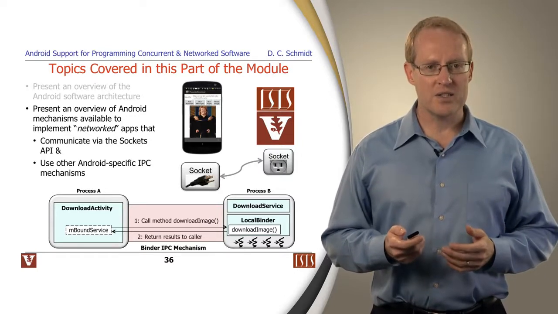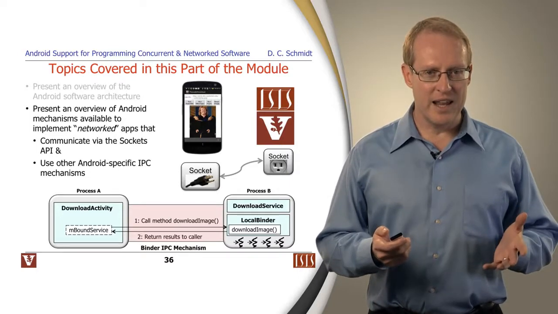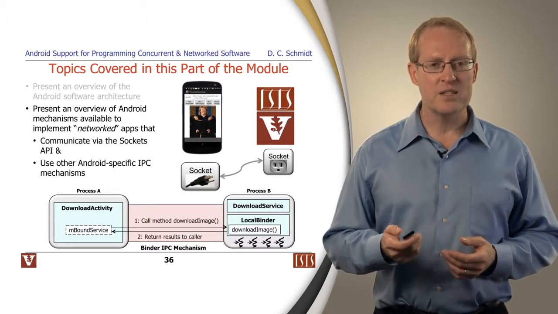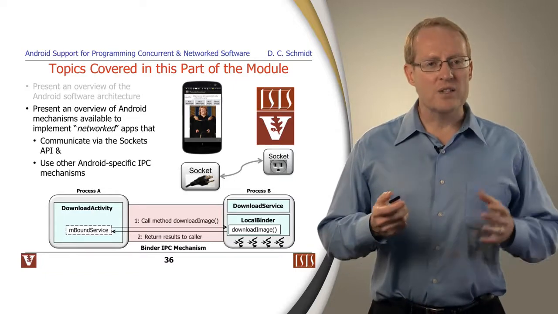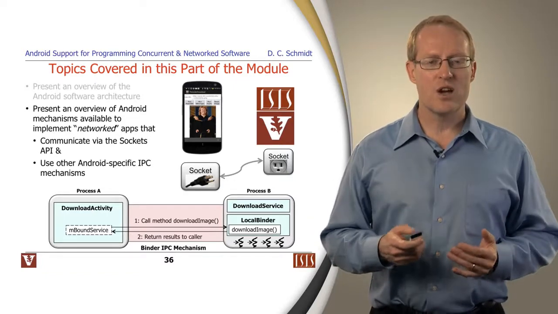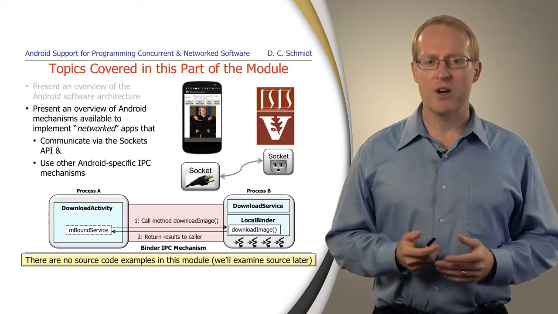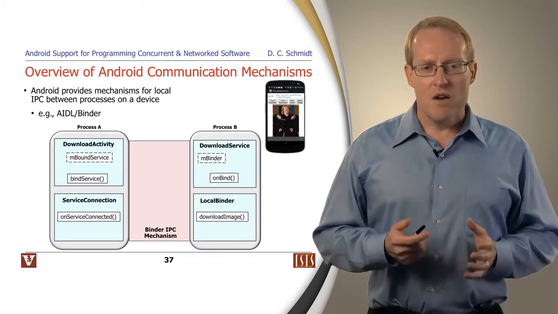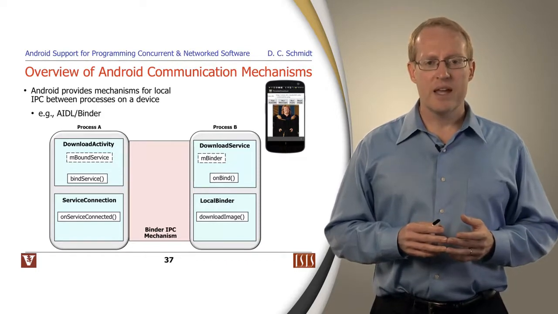In this context, network means two things. First, it means internet-enabled apps, things that can communicate over HTTP and TCP to remote servers, perhaps in a cloud, as well as local inter-process communication that takes place between processes running on the mobile device itself. There won't be any code we'll cover here. We'll cover lots of code examples in later parts of the course. First, let me give you a quick overview of Android communication mechanisms.